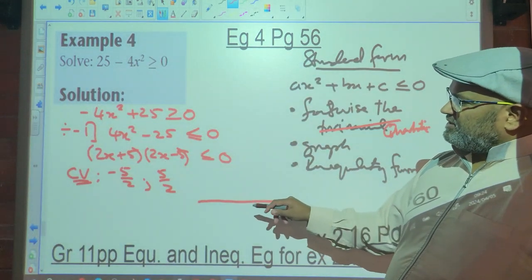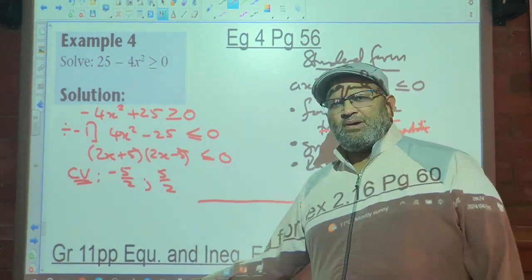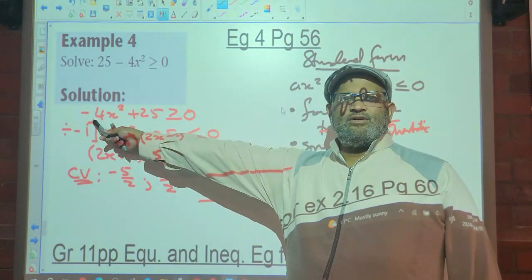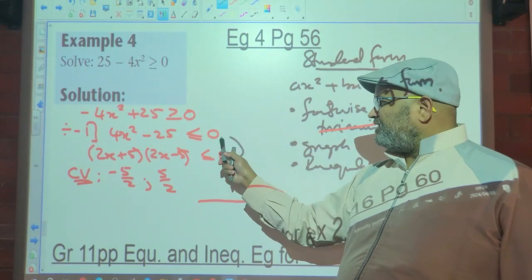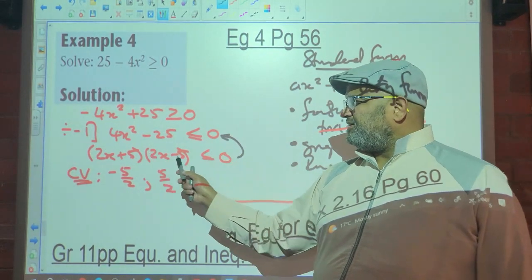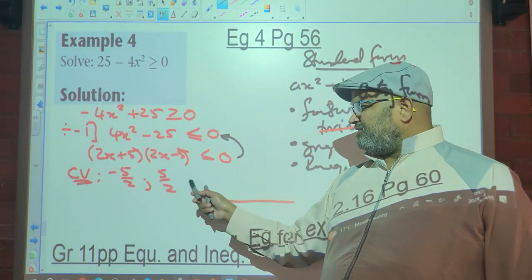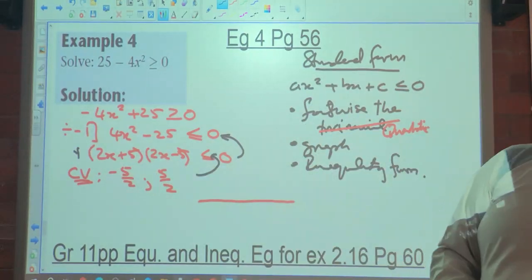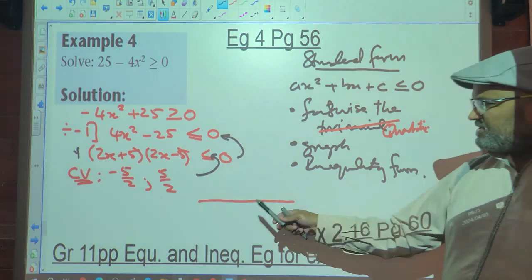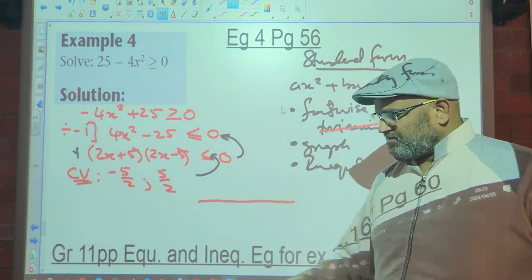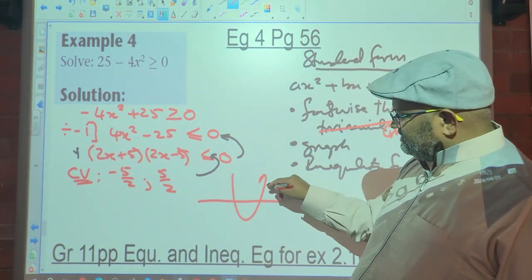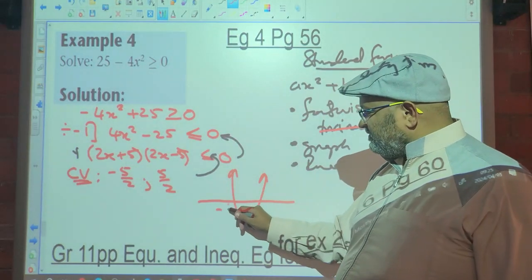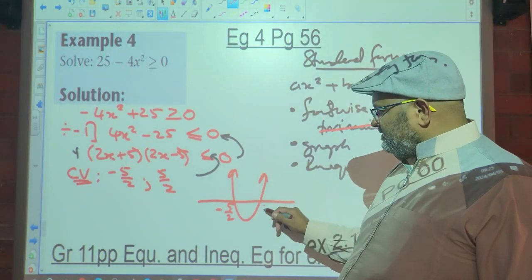Draw smiling or frowning? How do you know it's smiling? Here's the negative. We take it just before the critical value. You can actually look there, and it was positive. You see that? So we're always going to draw the graph smiling. So this value here is going to be negative. And this one?